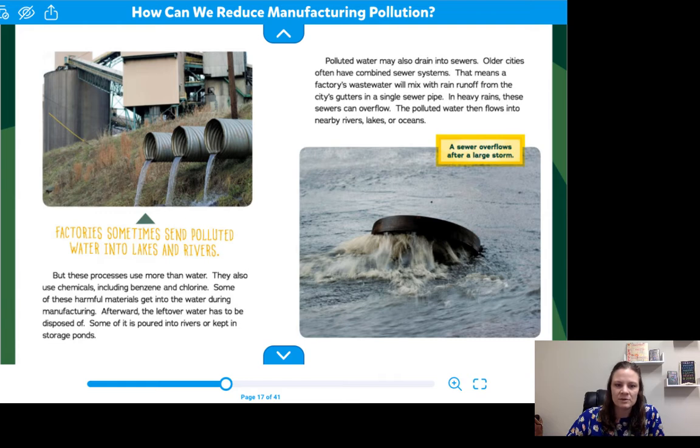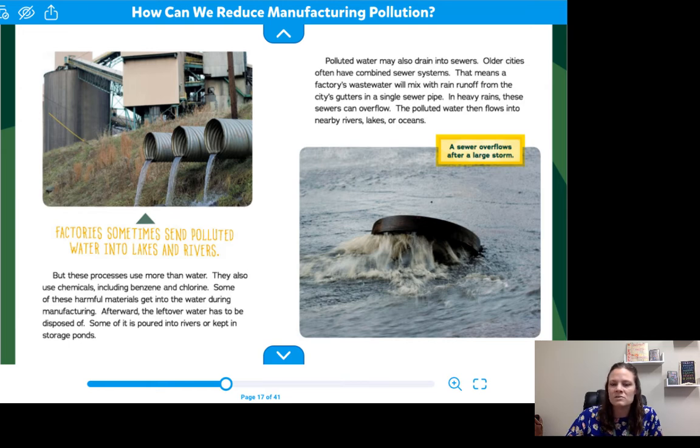Factories sometimes send polluted water into lakes and rivers. But these processes use more than water. They also use chemicals, including benzene and chlorine. Some of these harmful materials get into the water during manufacturing. Afterward, the leftover water has to be disposed of. Some of it is poured into rivers or kept in storage ponds.